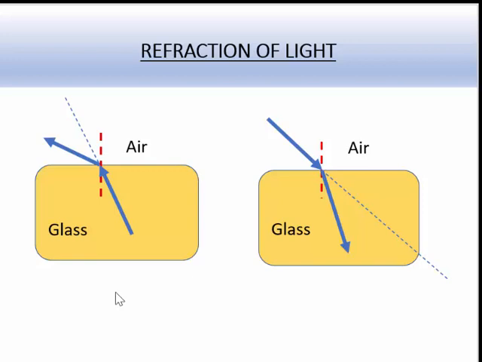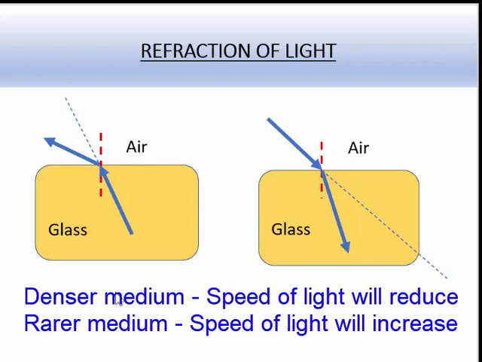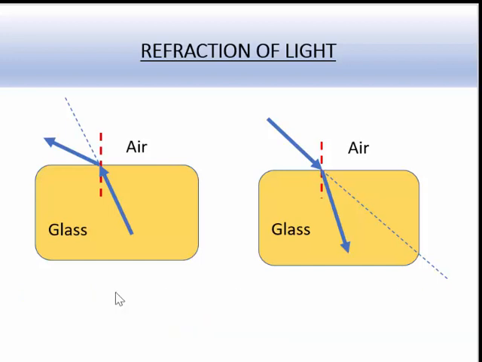Whenever the light enters a denser medium, the speed of the light is going to reduce. Whenever the light enters a rarer medium, the speed of the light is going to increase. It is quite logical, as you are able to walk and run faster in air, which is a much rarer medium. But if you are inside water, you are not able to run or walk as fast as you would be able to do in air. So the same logic applies in the case of light also.